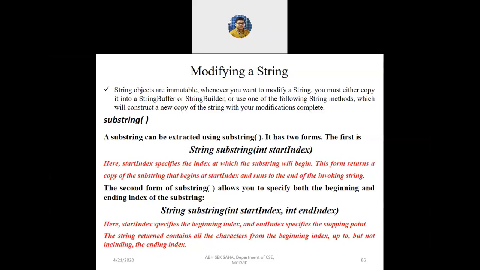When you write only the start index, the substring begins at startIndex and runs up to the end of the invoking string. That's fine. But in the second case, when you are providing both indexes, that is startIndex as well as endIndex, it starts from startIndex, but the returned string consists only of characters from startIndex up to endIndex minus 1, excluding the ending index.